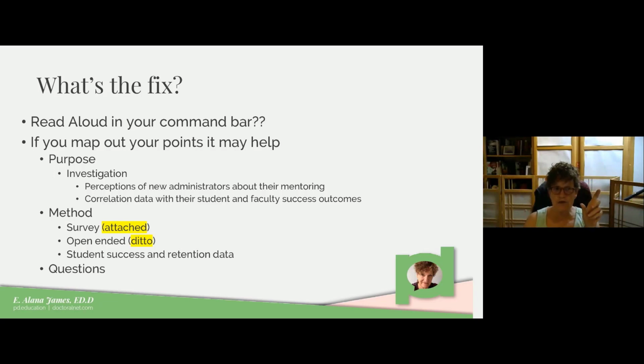There was the purpose, which was an investigation of two particular kinds of things: the perceptions of the new administrators about their mentoring and some kind of correlation data with their student and faculty success outcomes. Nowhere in the way this author is writing up their study have they indicated that those outcomes are going to be anything more than the self-report of the administrators, which I think is probably going to be an error that their committee will question them on, because self-report data on success is at best a perception.